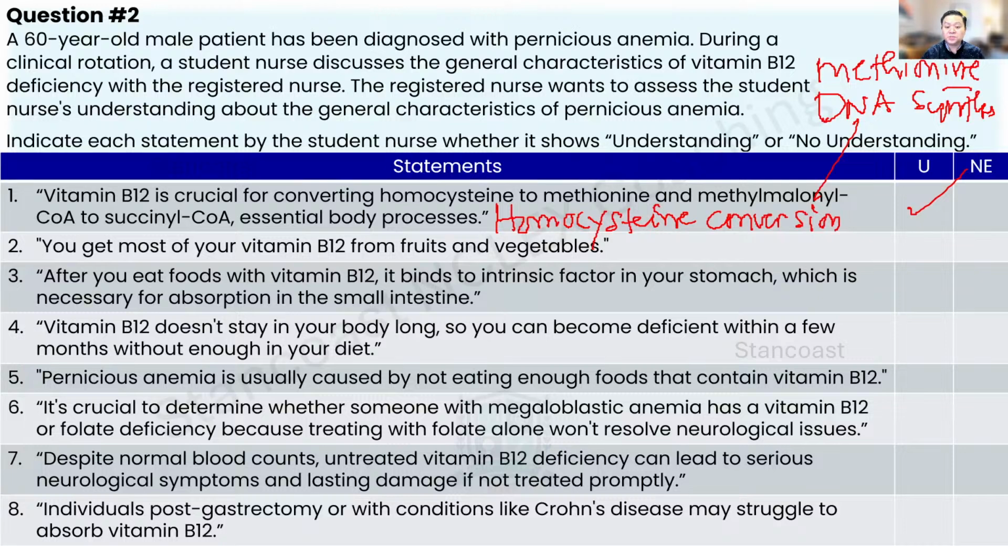And it will also convert methylmalonyl CoA to succinyl CoA, which is important in the metabolism of fatty acids and also the synthesis of the myelin sheaths. Okay, let me add it here. I don't have enough space, but I will try. Conversion of methylmalonyl, malonyl rather.